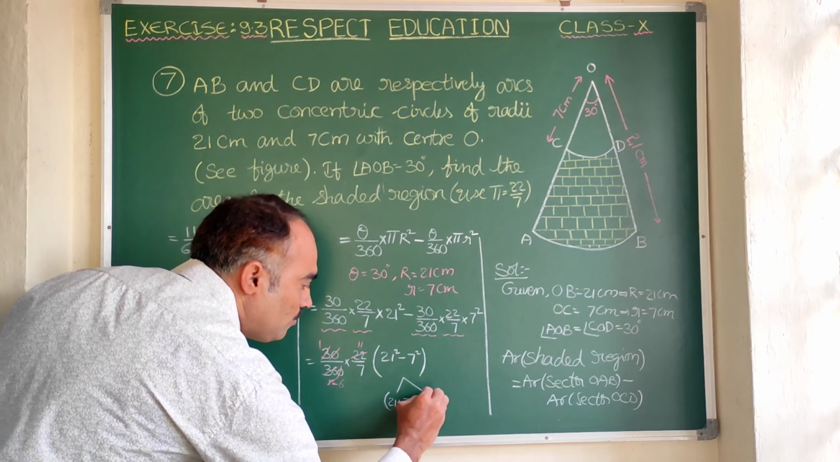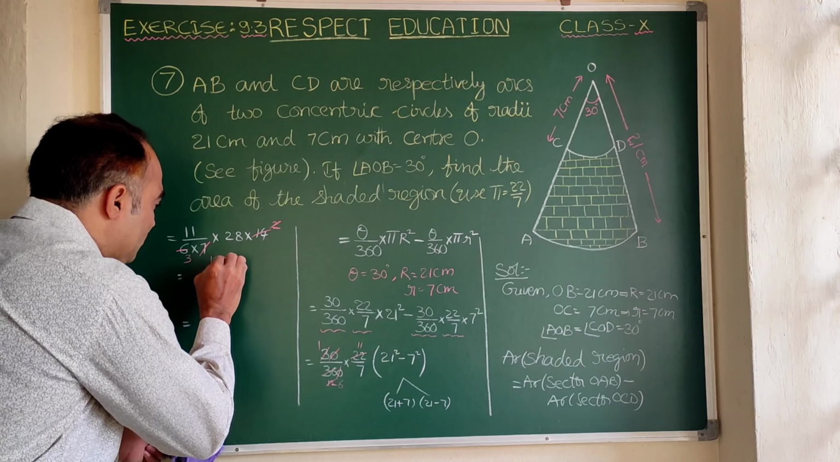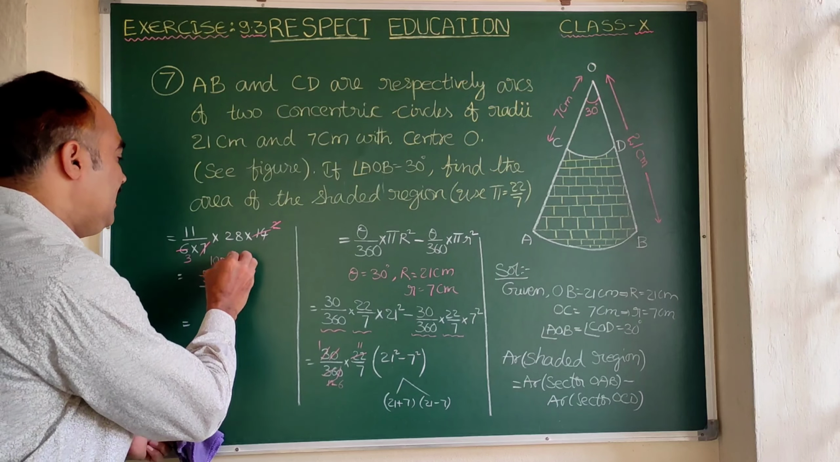So here we can cancel 14 with this 7, and with this 2, let us cancel this 6. So here it is 11 into 28. 11 8s are 88, 8 is the carry forward, 11 2s are 22 plus 8 is 30, so it is 308 by 3. So on simplification, here we cancel with 3: 3 10s are 30, now 8 is there, 3 2s are 6, so 2 is the remainder.